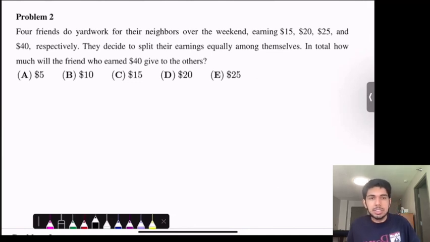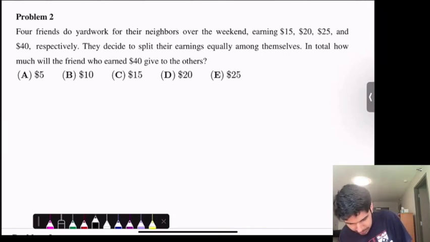Okay, so there's a couple of aspects to this problem. First of all, the earnings need to be split equally amongst themselves. So however much money each person has at the end, which we'll find eventually, the sum of all of those quantities of money should equal the total amount of money, because that's how the earnings are split, and all of those individual quantities should be equal. Okay, so what exactly does that mean?